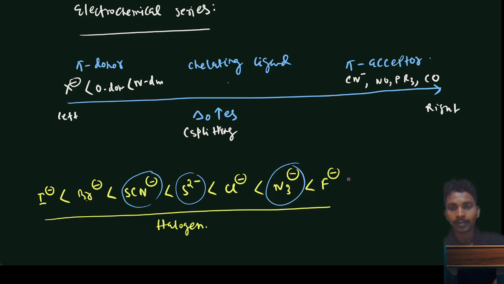Then in the spectrochemical series come the oxygen donors, like OH minus, O2 minus, C2O4 2 minus, and then H2O. This is about the oxygen donors.